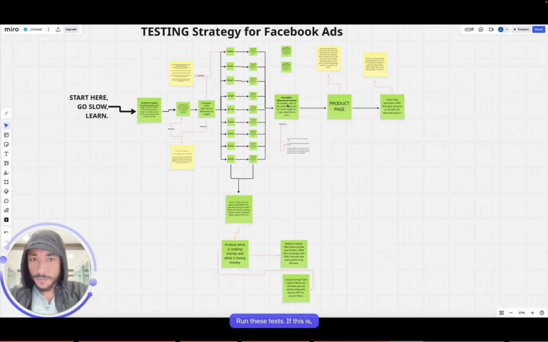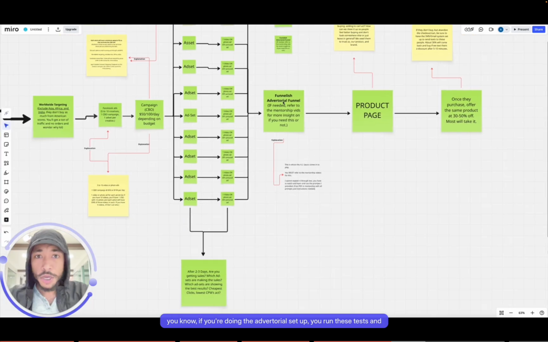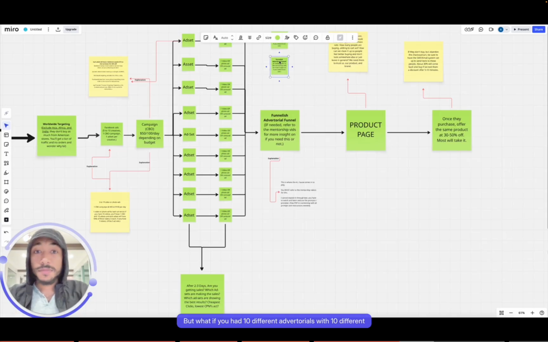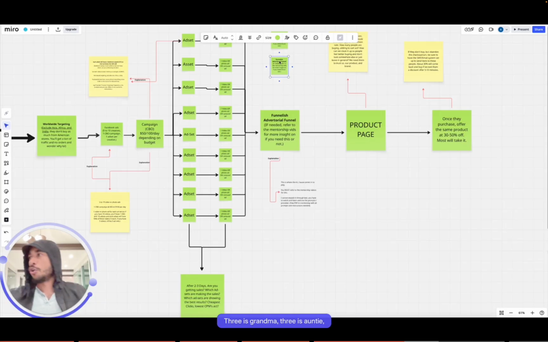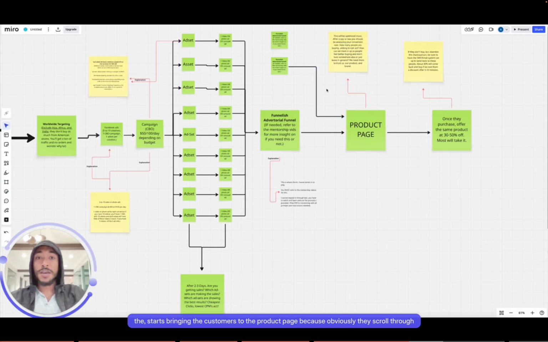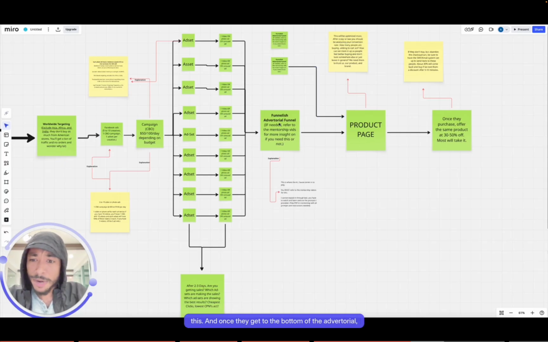Run these tests. If you're doing the advertorial setup, you run these tests and then you come back and you recreate the campaign with your winning content. And you can also start incorporating new funnels. Okay. So this one funnel is the main one. But what if you had 10 different advertorials with 10 different grandpa stories, or 5 of them are grandpa, 5 of them are grandma, maybe 3 is grandpa, 3 is grandma, 3 is auntie, whatever. And you start seeing which one of these starts bringing the customers to the product page, because obviously they scroll through this. And once they get to the bottom of the advertorial, once they get to the bottom of the story, there's a button.